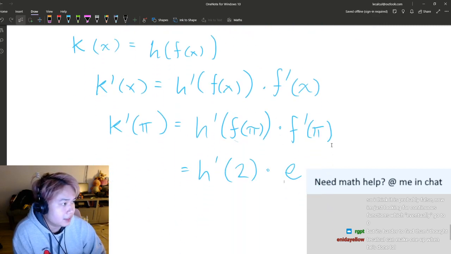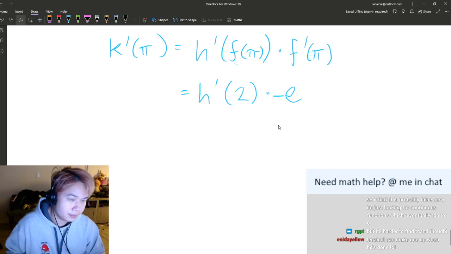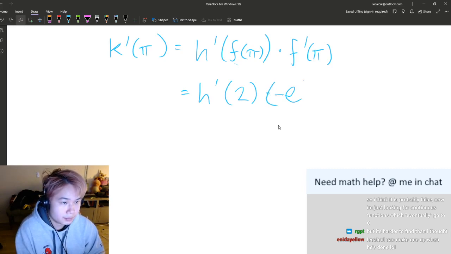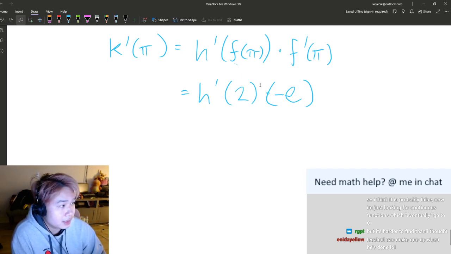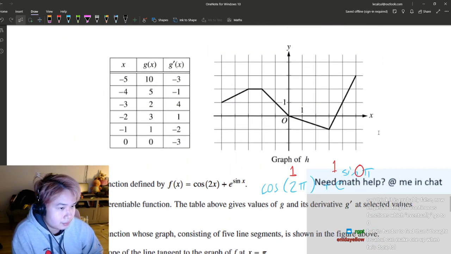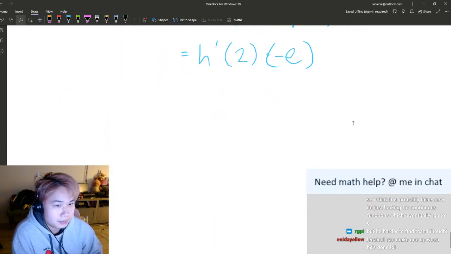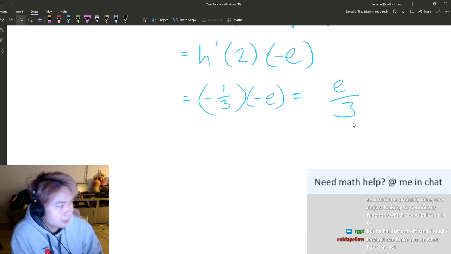Oh, negative e. Okay, so I know that this is negative e from part A. And then I need to find the tangent slope of h at 2, but I have this graph. So at 2, here's the slope. It's negative 1 over 3. So e over 3.